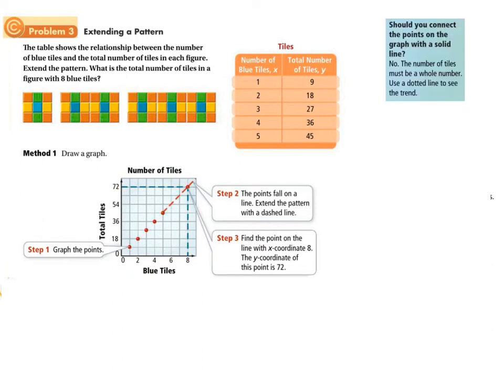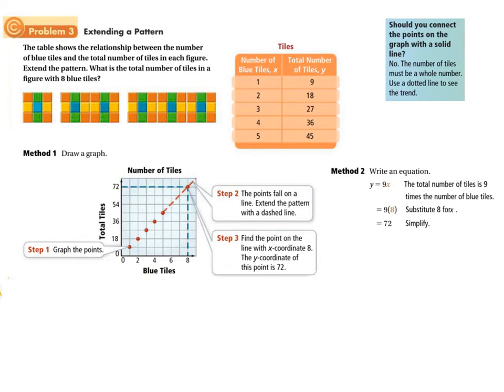Oh, and by the way, can you connect those points? Not really, because you don't have values between 1 and 2. You either have 1 set or 2 sets, 1 blue tile or 2. You don't have 1.5 blue tiles, so it doesn't make sense to have a value at 1.5. We'll get to that again later. But that's an important thing, the difference between whether you connect it or not. Okay? What else can we do?